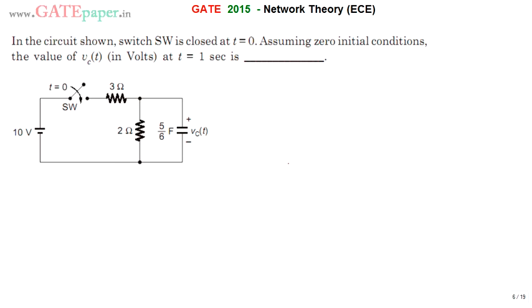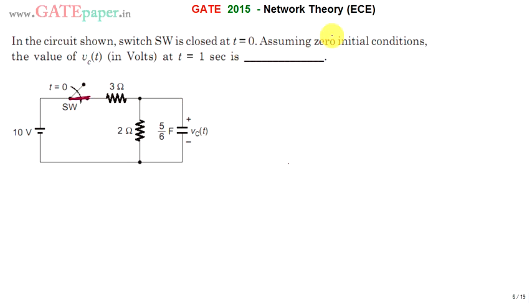Hello, we are discussing the GATE 2015 ECE paper. Look at the circuit shown. Switch SW is closed at t equal to 0. Assume 0 initial conditions. Find the value of Vc(t), that is, the voltage across the capacitor, at t equal to 1 second, if the switch is closed at t equal to 0.